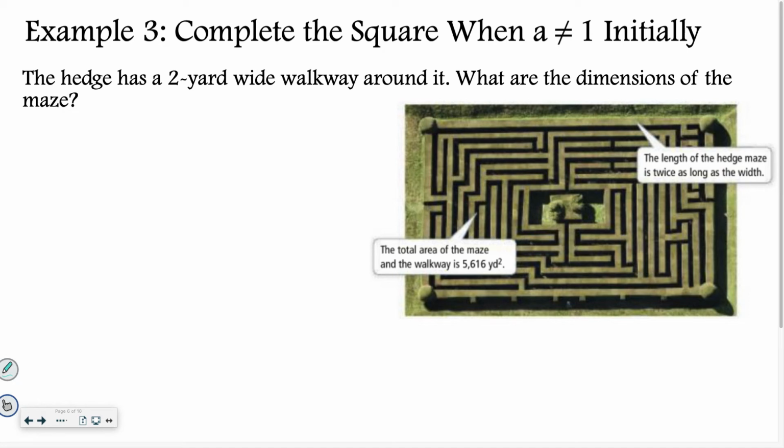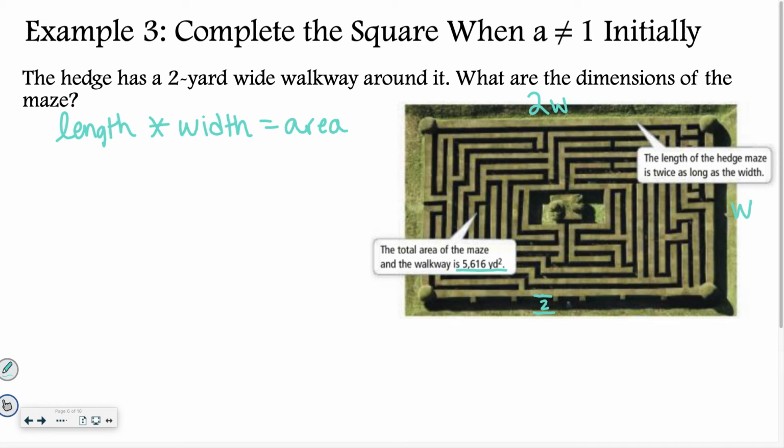Okay, so the information we have is the area of the maze, which is a rectangle. So the area of a rectangle is just length times width, right? Length times width equals the area. Okay, so that's how I'm going to model my equation. And then we know the length of the hedge maze is twice as long as the width. So I don't know what my width is, so I'm going to use W, and then my length is twice that.